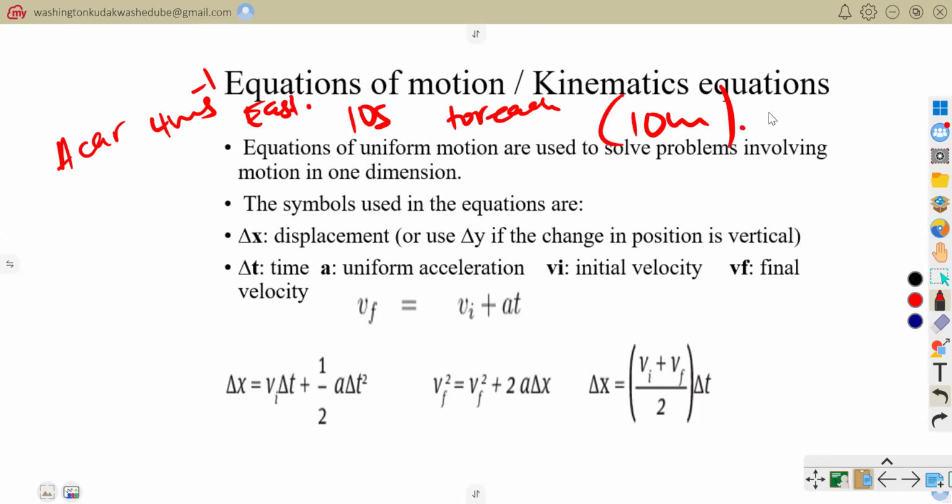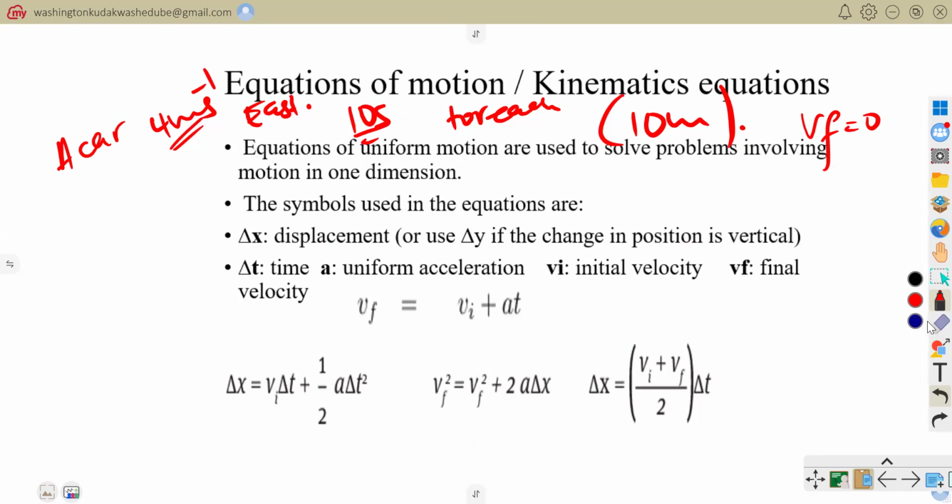And then they will say that this car is moving at 4 meters per second eastward, and then it sees a red traffic light, which is a red robot. It needs to brake in 10 meters, meaning that its final velocity would be equal to 0. And then they tell you that it takes 10 seconds. They now ask you, what is the acceleration or deceleration of the car?